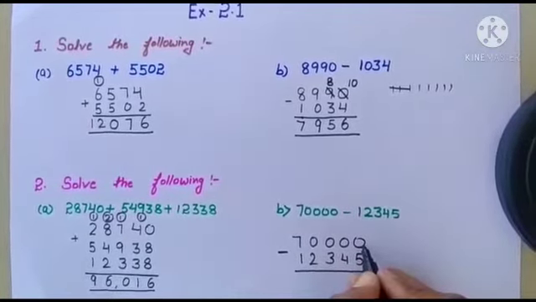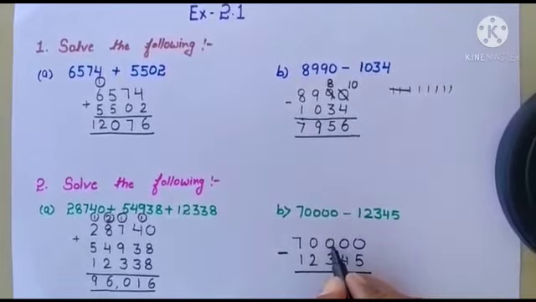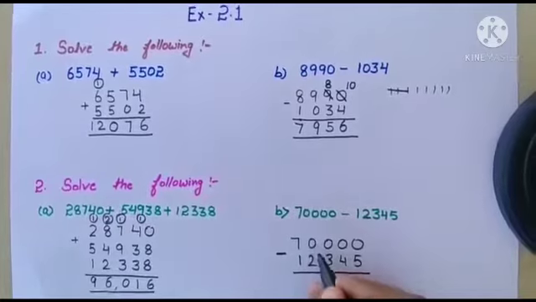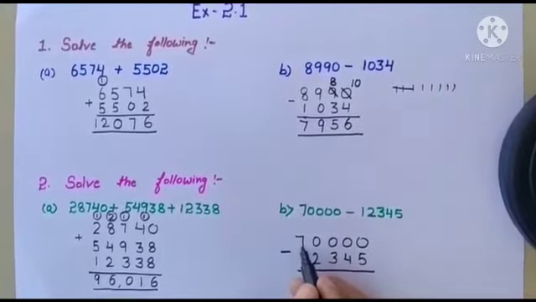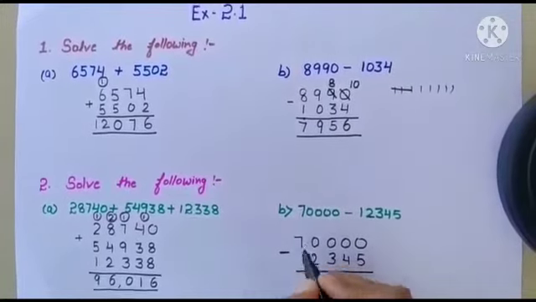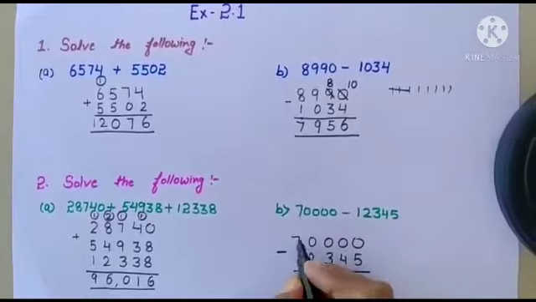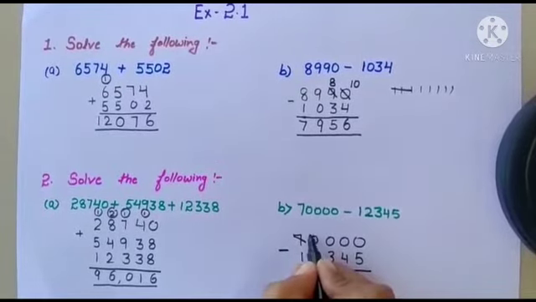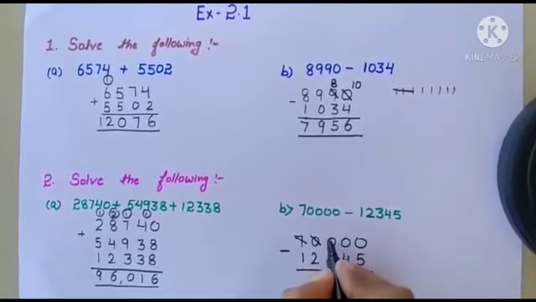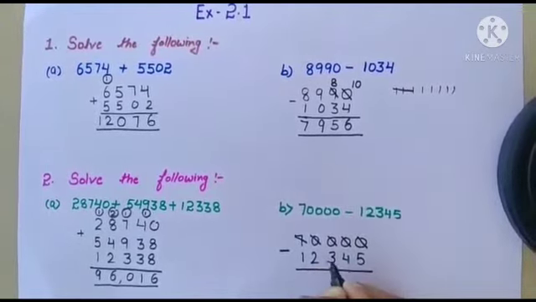Here 0 is smallest. Here 0 is smallest. Here 0 is smallest. So they will borrow from the 7. All will borrow. How will they borrow? 7 will give one number to all. 7 will give to this part, to this part 0, to this part 0, to this part 0.